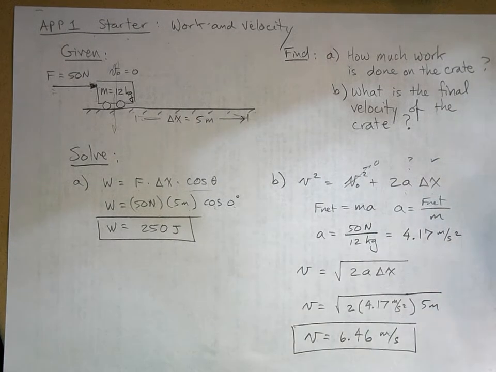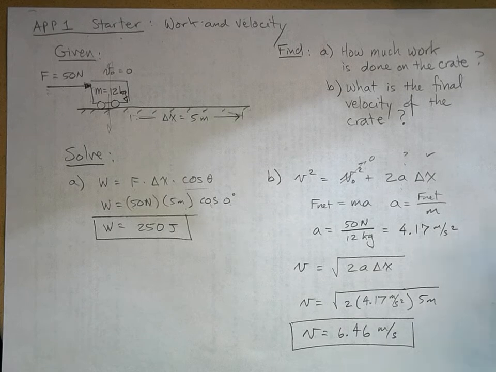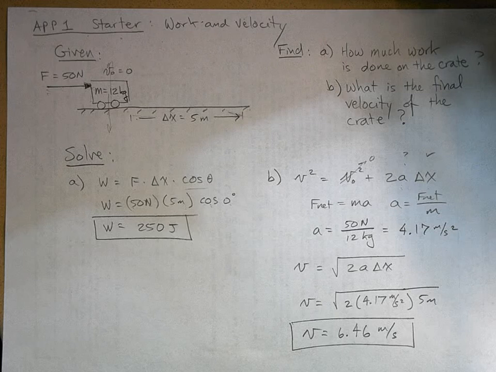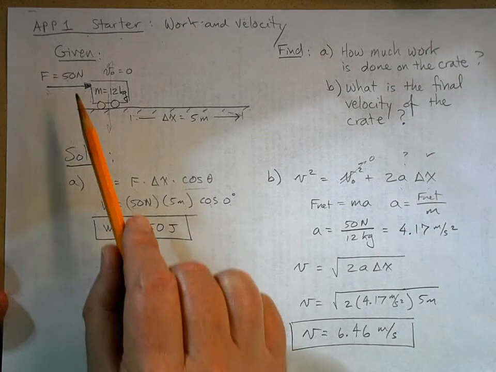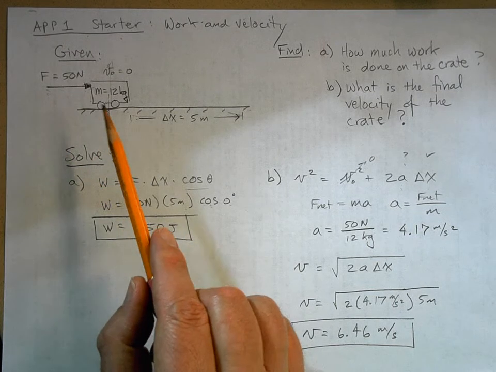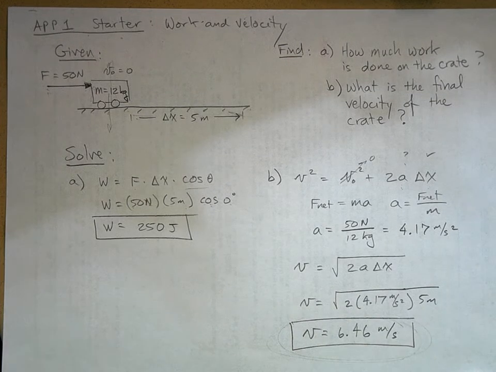Now let's think of this in terms of what we were talking about the other day, in terms of energy. Some outside agent, a person or something, pushed on this thing, and they did work, which means they transferred energy into it. And now this thing is moving pretty good. 6.46 meters per second. That's pretty fast. That's like a pretty good run.